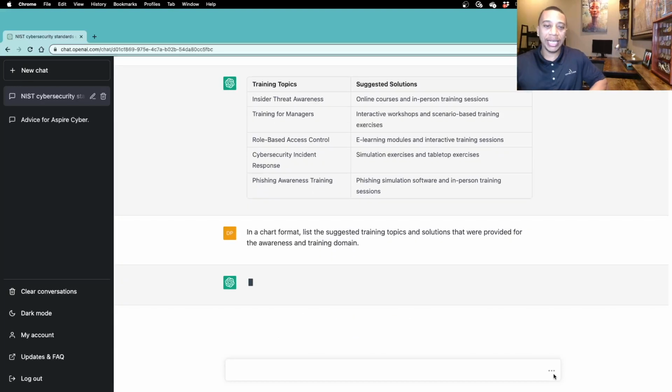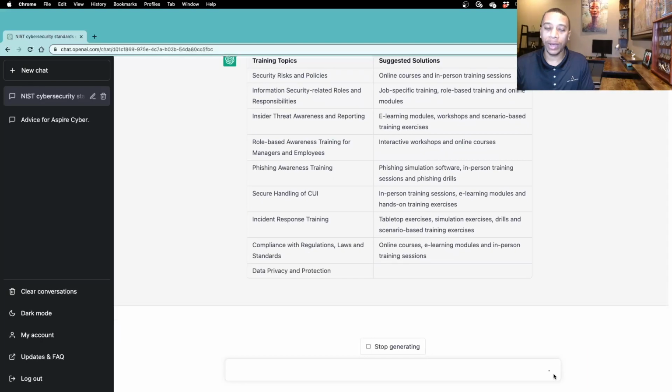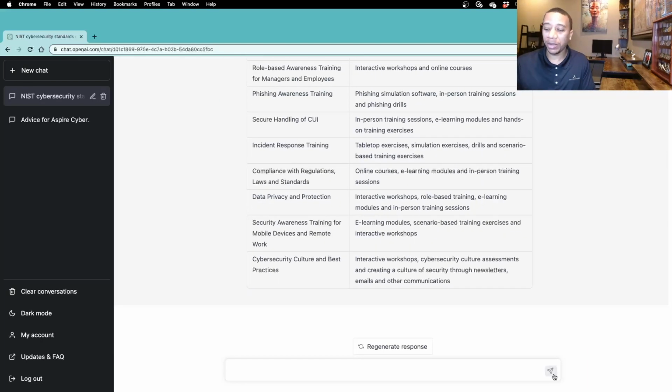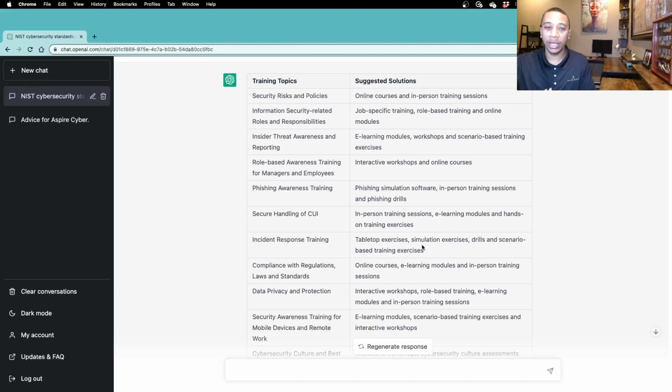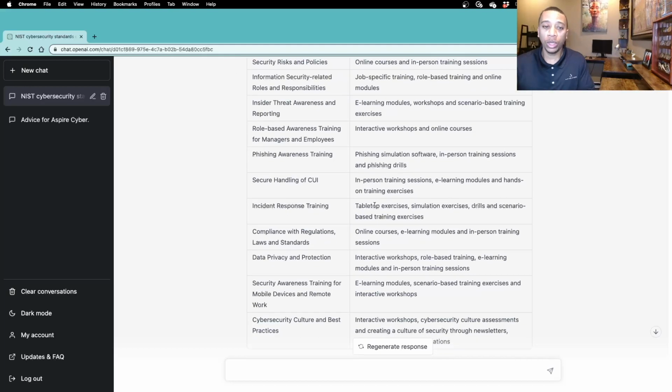Let's see what we get. Okay, wow, that's cool. So to me, that's automation. You think about it: you're starting from scratch and have all this information neatly provided to you through a simple prompt that saves you a lot of time and effort. So it definitely is a great starting point to really start developing your awareness and training program, which is a vital component for your organization to ensure that you're properly securing, handling, and transmitting CUI.